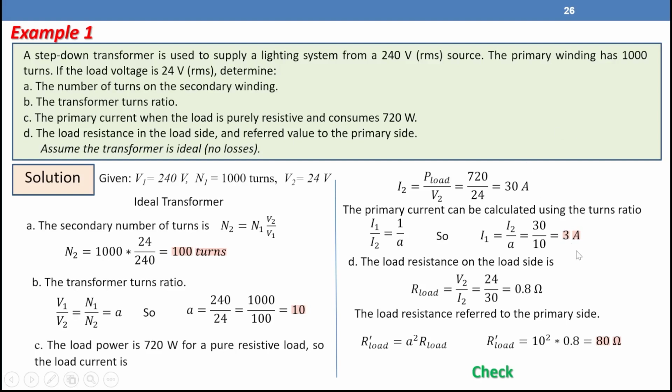So we need to make a check that our answers are correct. We have 3 ampere in the primary side, and the voltage in the primary is 240 volt. If we multiply 3 by 240 volt, that is going to give us 720 watt. And also if we use the 80 ohm, 3 square multiplied by 80 is going to give us as well 720 watt. So we are correct.